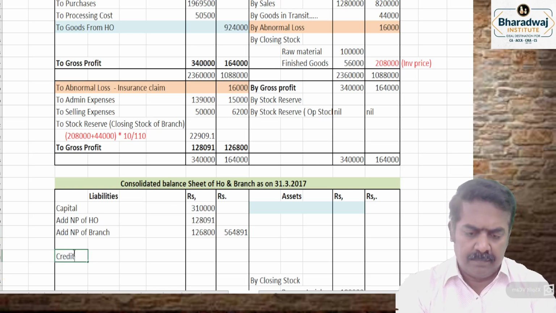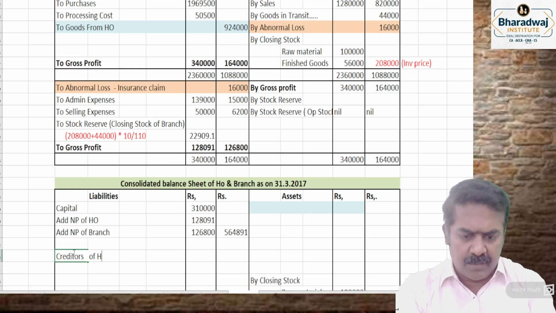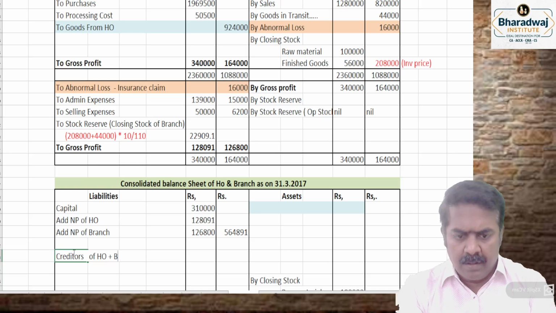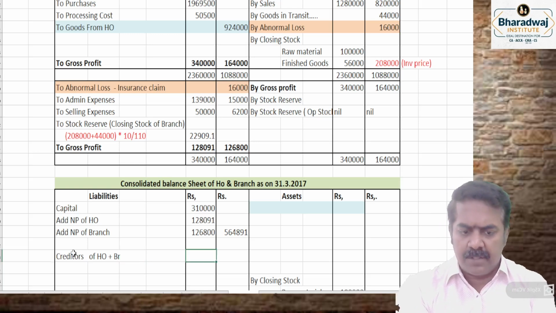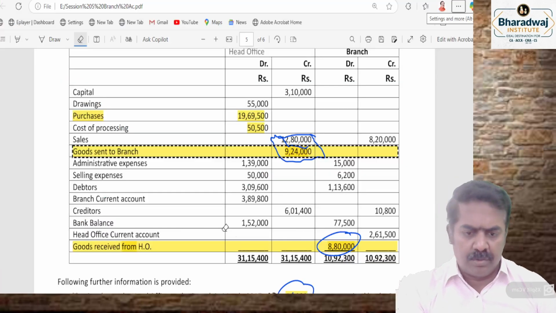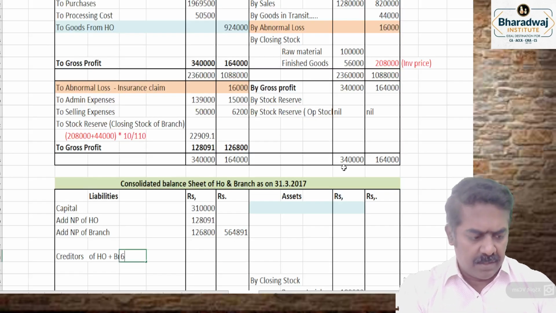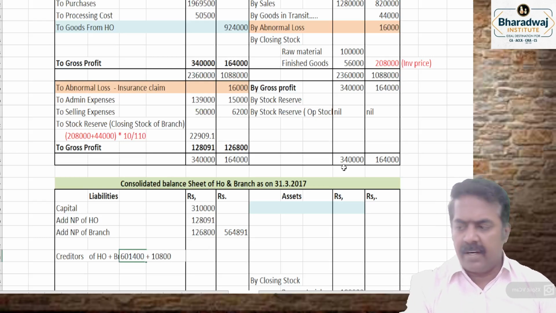Then creditors of head office plus branch. How much creditors of head office and branch? Add both. The 6 lakhs 1,400 plus 10,800. Add both and record.